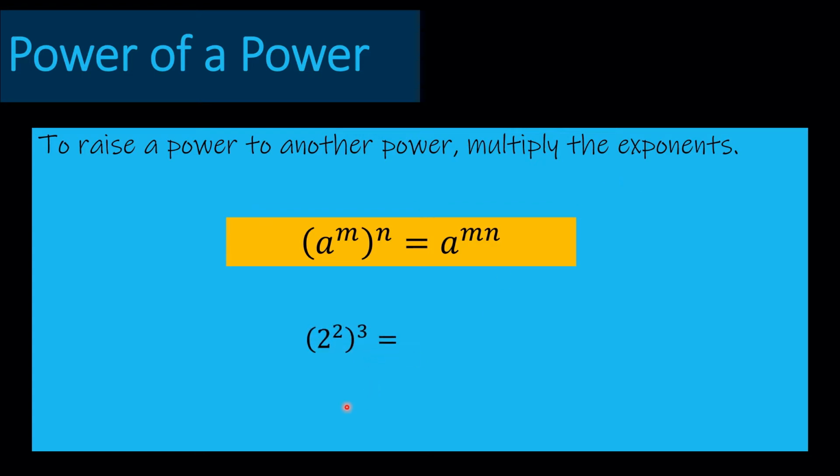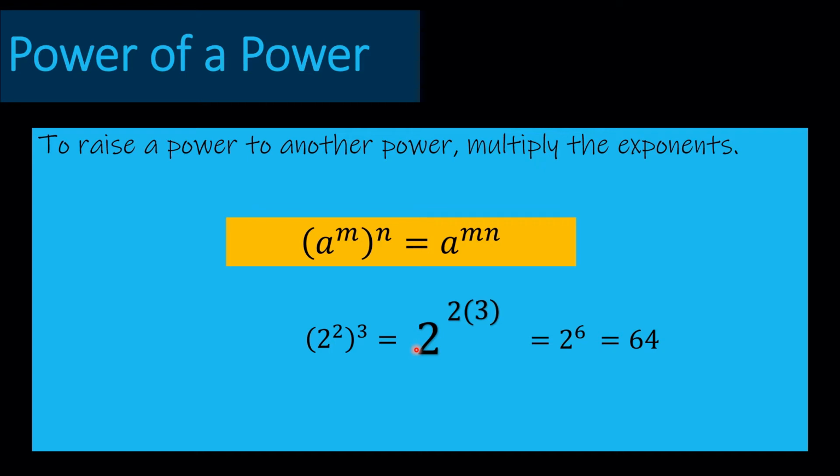So you can see this is a power expression with the base 2, exponent is 2, and then it's being raised to another power which is 3. So applying power of a power law, we're just going to copy the base and of course multiply the exponents. 2 times 3. And what is 2 times 3? That is equal to 6. And 2 to the power of 6 is equal to 64.